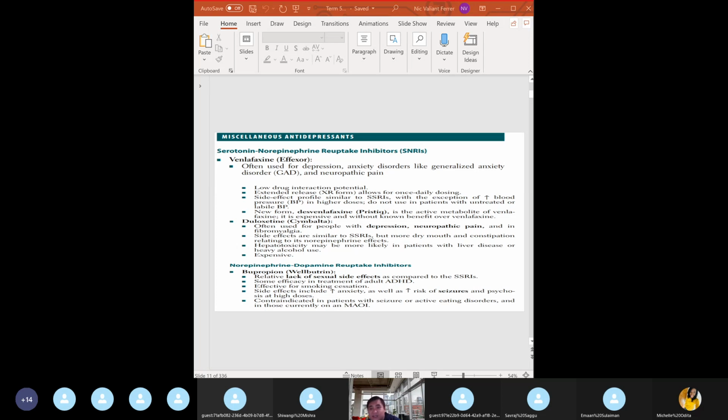So, use with caution in patients with what and what? Bulimia and anorexia. Bulimia, anorexia, and what else? There's another one. Status epilepticus. Tonic-clonic. Grand mal, petit mal. What are those? Seizures. Epilepsy. So use with caution in patients having seizures or epilepsy and eating disorders.